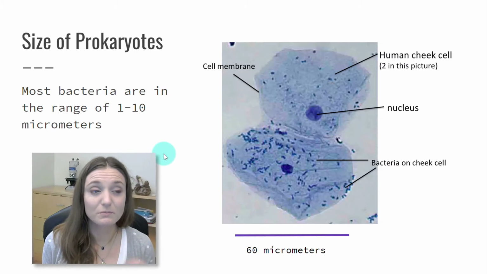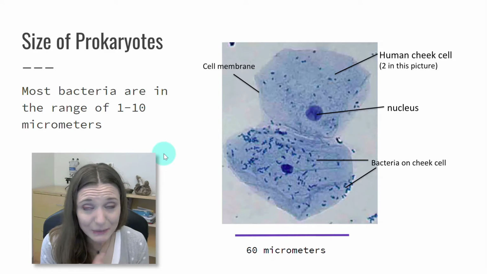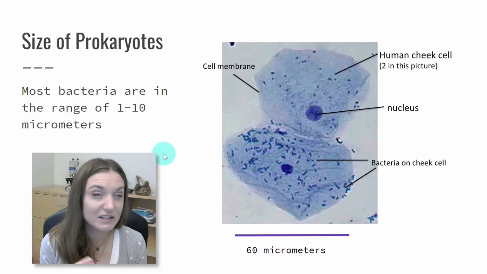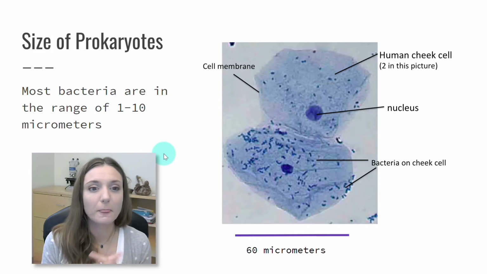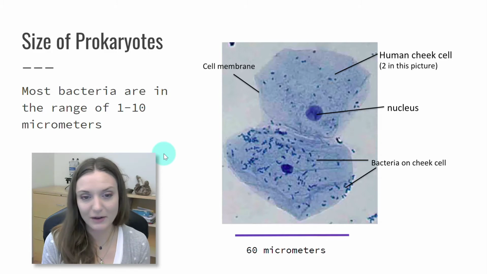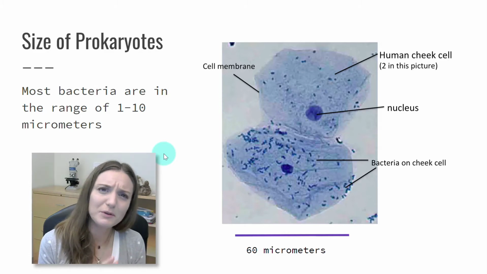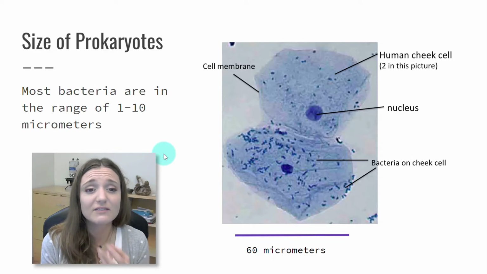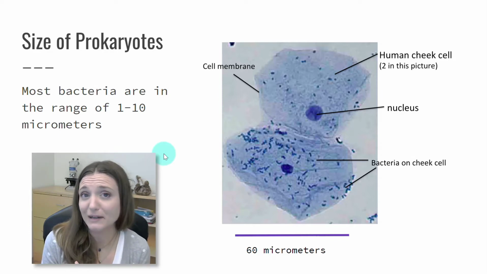So prokaryotes are absolutely tiny. There's no way we can see them with the naked eye. Some single eukaryotic cells we can see with the naked eye, even though they're still really, really tiny. But single prokaryotes, definitely we could not see a single prokaryotic cell with the naked eye. So most bacteria, most prokaryotic cells are in the range of 1 to 10 micrometers. To give a sense of scale, the average human cell is right around 60 micrometers.